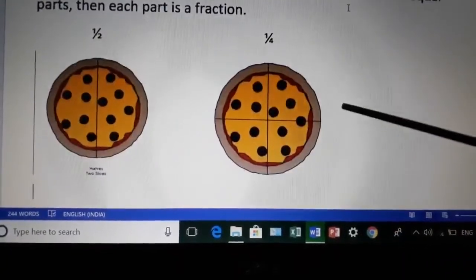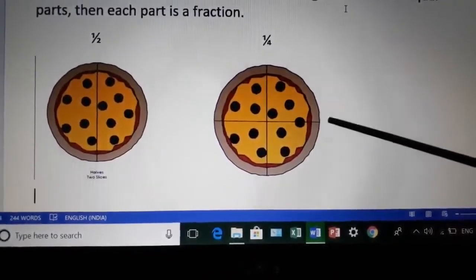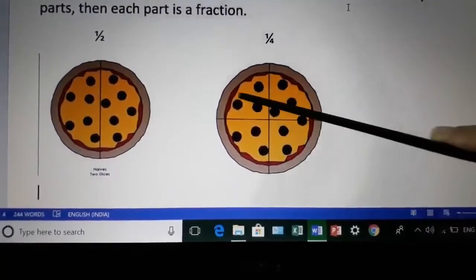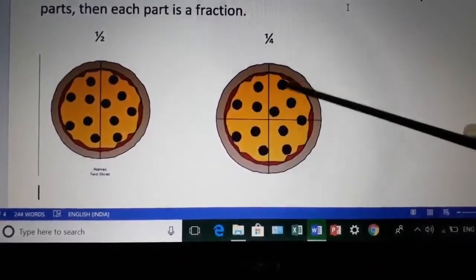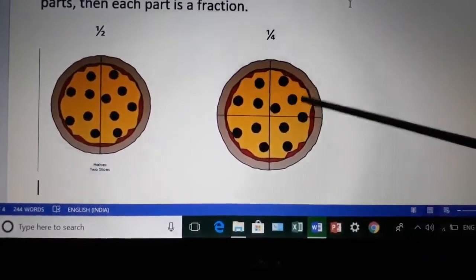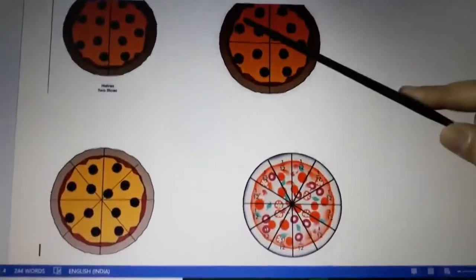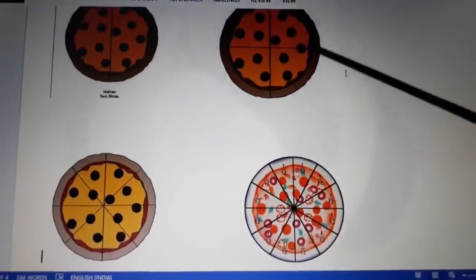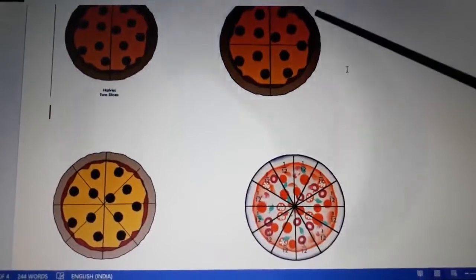Now suppose two more friends join you. So total you are now 4 friends. So what you will do? You will now cut the pizza into 4 parts. Okay. So each one of you will get 1/4. 1/4 is also called as quarter. Okay. So this whole pizza was divided into 4 equal parts.